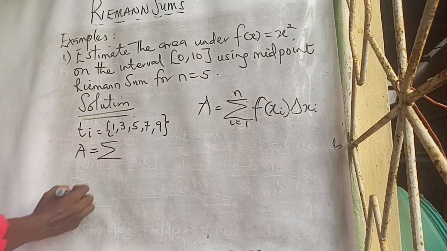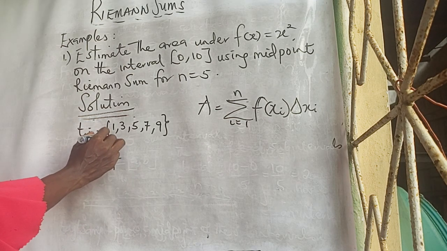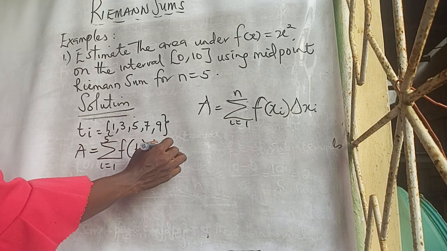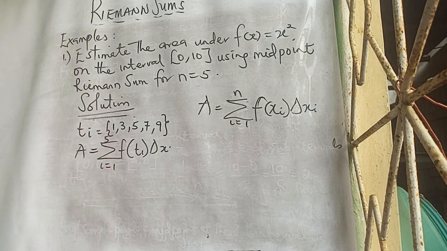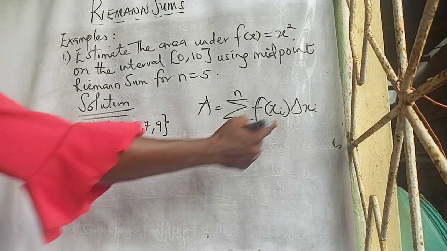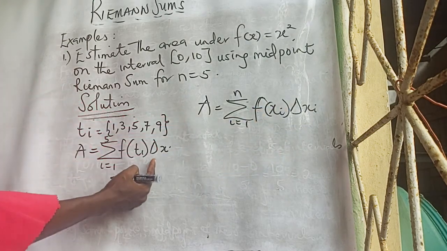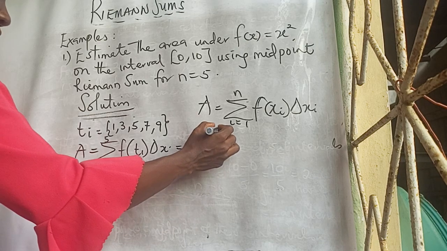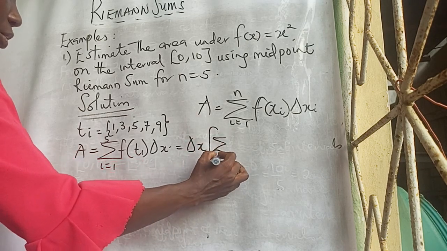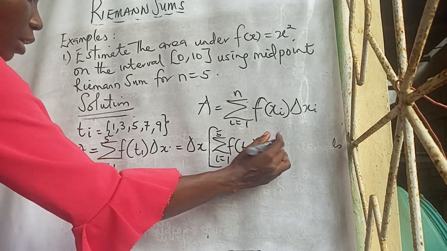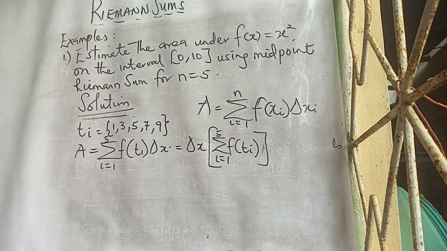will be the summation from i equals 1 to 5 of f of ti delta x. Remember that we have gotten our delta x before because it is equal subintervals, so I don't need to use delta xi, but I use delta x. This gives me delta x into the summation from i equals 1 to 5 of f of ti. We got our delta x before as what?